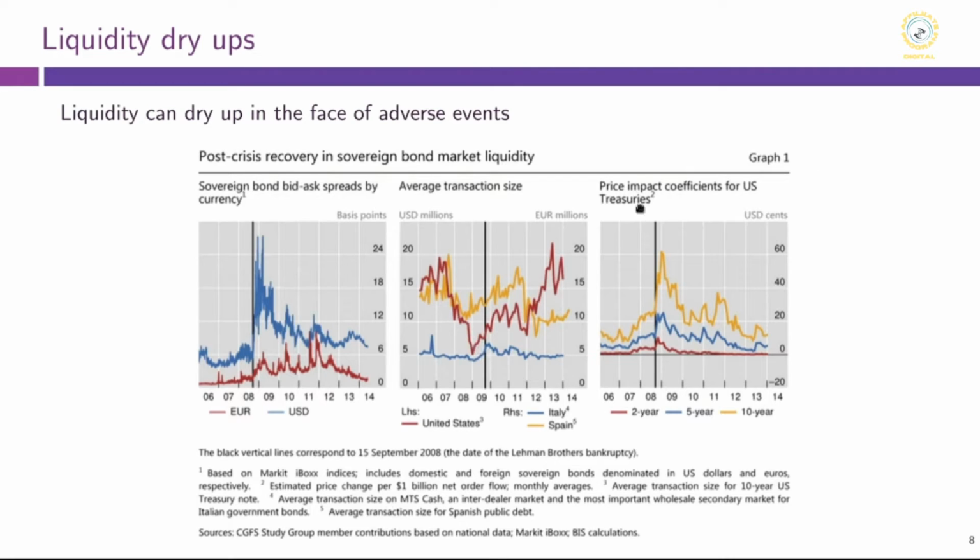Finally, price impact coefficients are represented on the third graph, and you can see that all of those also increased. So price became more sensitive to quantities, and market depth has decreased as a result of that event, as did liquidity.